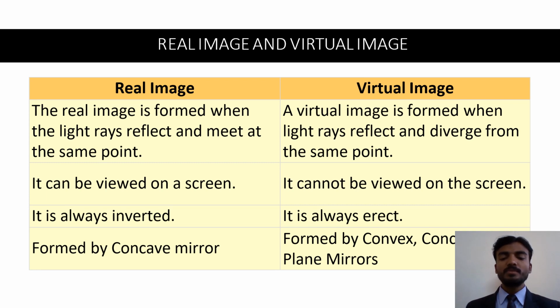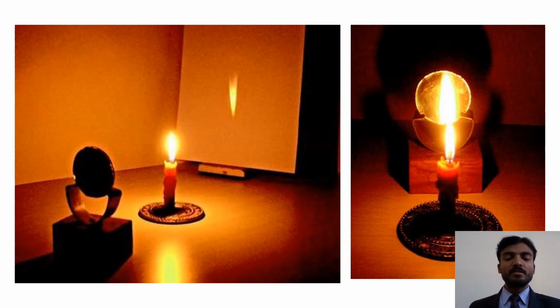A virtual image is formed when light rays reflect and diverge from the same point. It cannot be viewed on a screen. It is always erect and it is formed by convex mirrors and plane mirrors. This is the picture showing real images and virtual images. In the first case, you can see that we are able to obtain the image on a screen, and in the second case, we are not able to obtain the image on a screen.